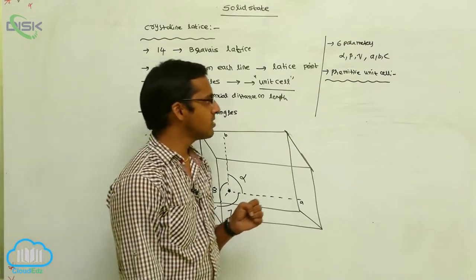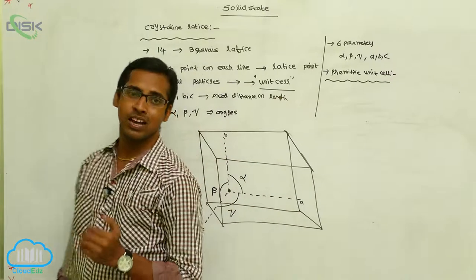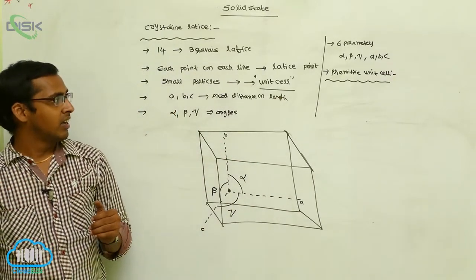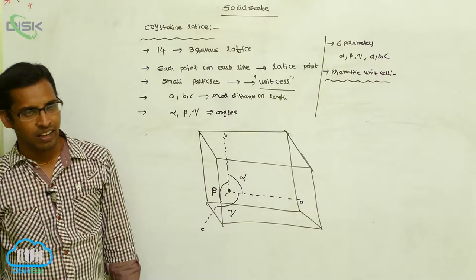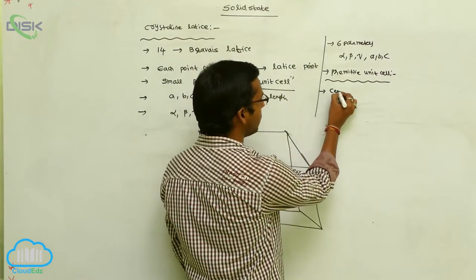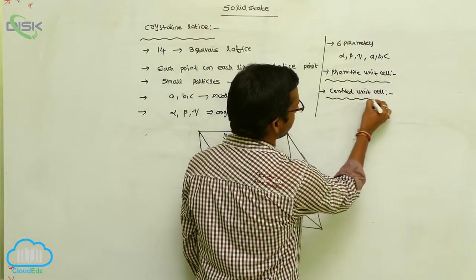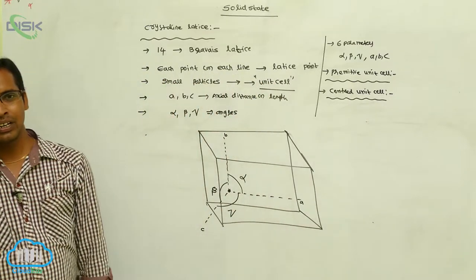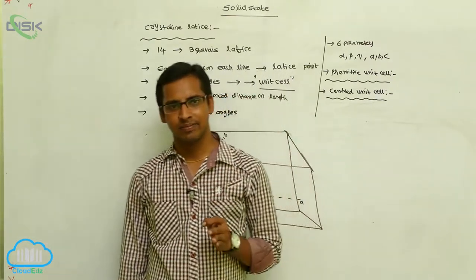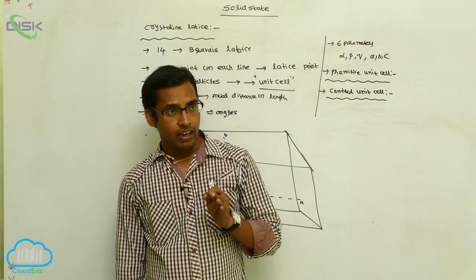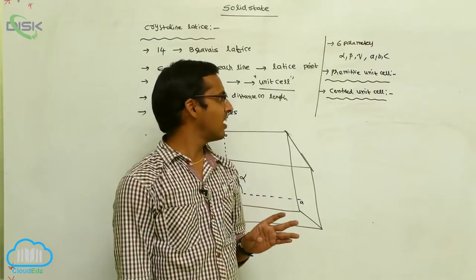The primitive unit cell means the arrangement of constituent particles like atoms, molecules or ions around the corners only. And the second one, the centered unit cell, means the arrangement of constituent particles, atoms, molecules or ions, in any part except the corners. Such unit cells are called centered unit cells.